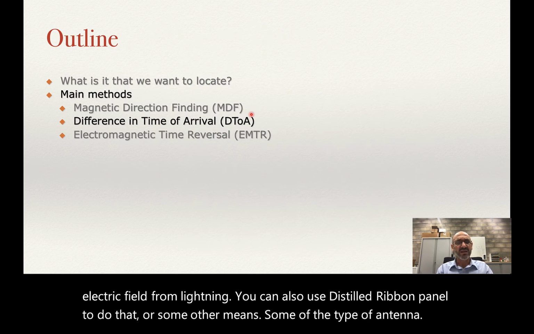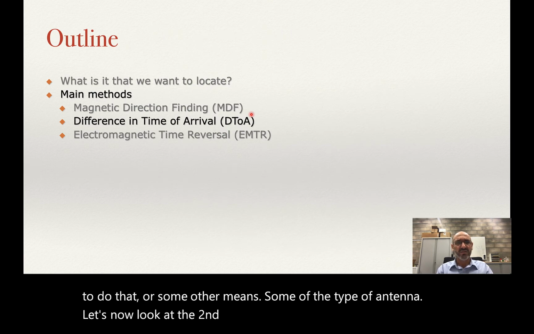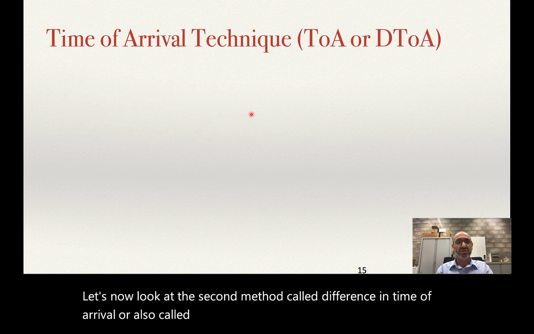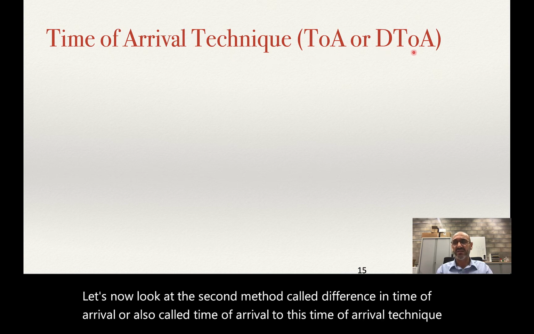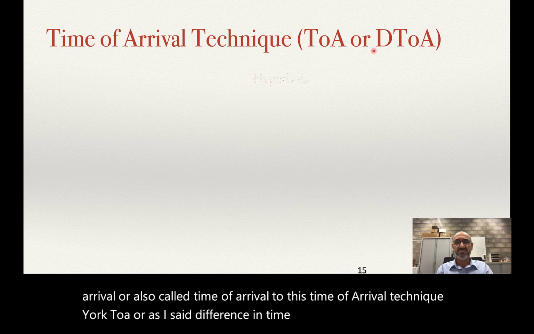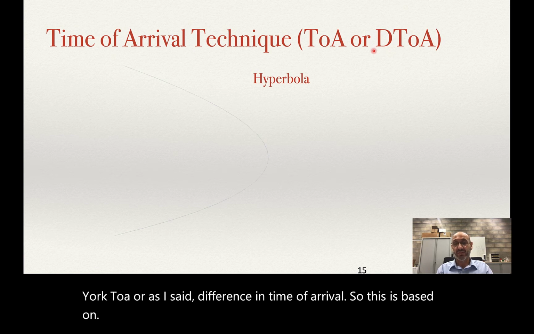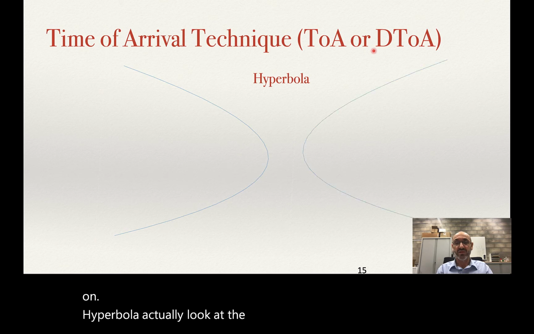Let's now look at the second method, called difference in time of arrival, or also called time of arrival. So this is a time of arrival technique, TOA, or as I said, difference in time of arrival. This is based on hyperbola. Let's look at the hyperbola just to remind you what it is.